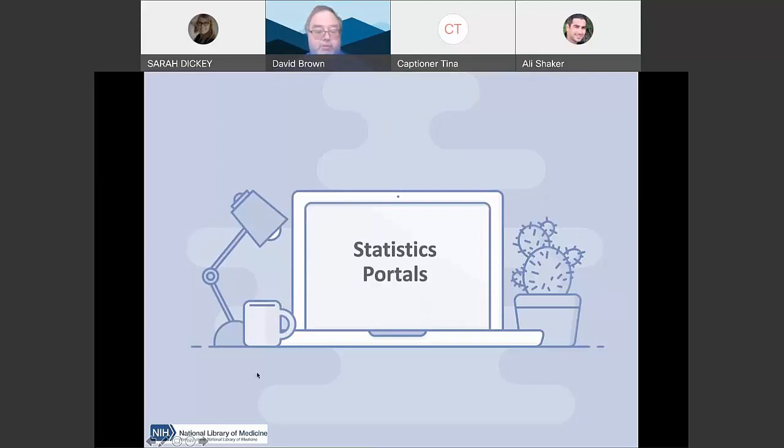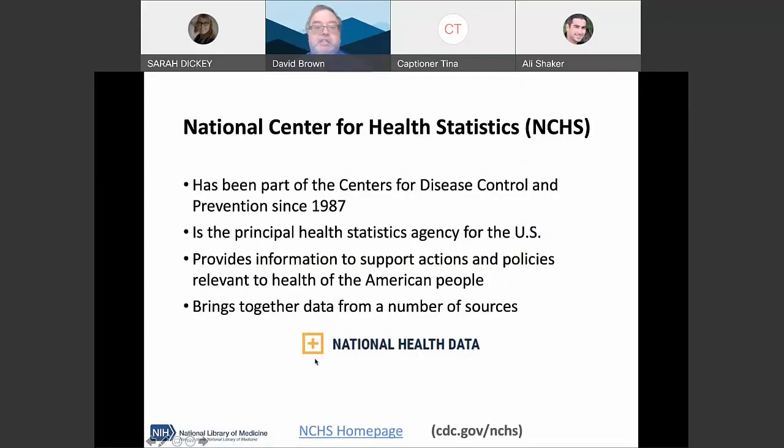So we are going to talk about some of our portals now. So there's the National Center for Health Statistics. This is a great resource, a lot of general information. It's the principal health statistics agency for the United States. It provides information and to support actions and policy related to health of the American people, and it brings together data from a number of quality sources. So I will go over there and share.